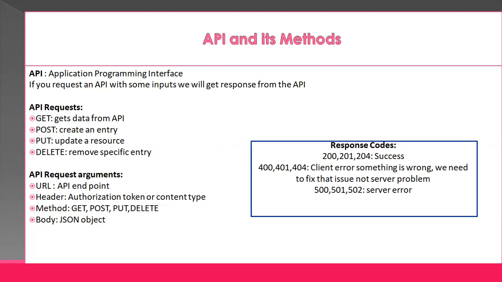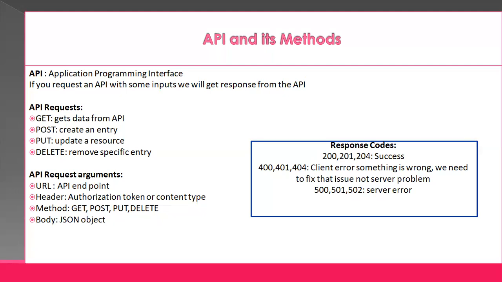Assume that I want to create a new record for a particular user. It's going to be a post operation. So based on the operation, whatever we are performing, the API will give you a certain response, a token of confirmation for that particular API call. So the various API requests which we have are get, post, put, and delete.